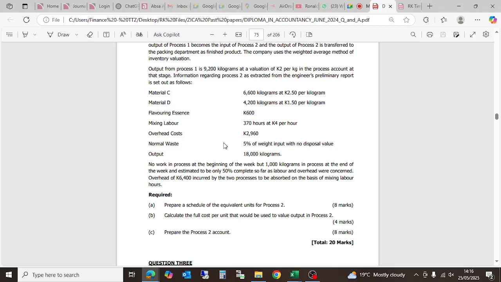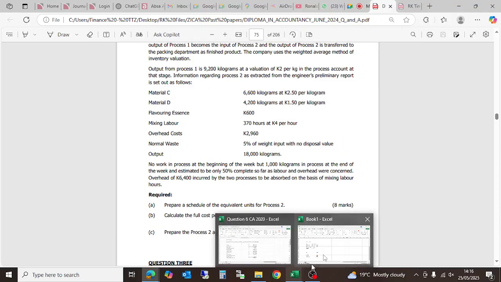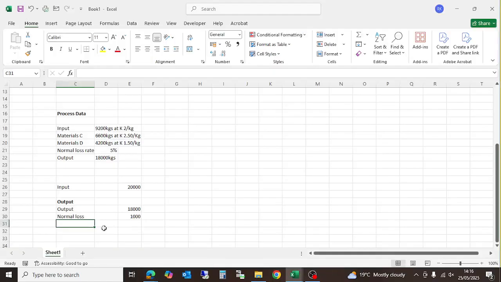Then we check again in the question if there's anything else that can help. They're saying there's no work in progress at the beginning of the week, but there's 1,000 work in progress at the end of the week. So basically we have 1,000 as an output at the end of the week. So we have work in progress, which is 1,000. So we have normal loss.